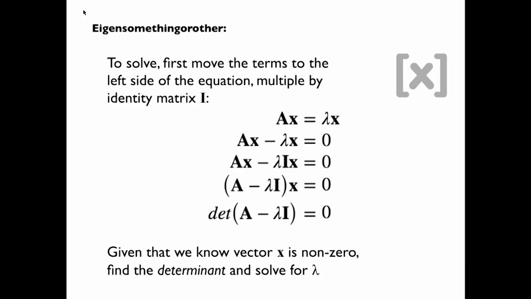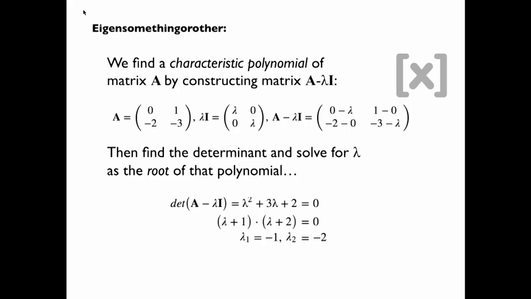And now a really cute trick is we can say that the determinant of the quantity (A − λI) equals 0. We know that vector x is non-zero, so it can't be 0, so the other term has to be 0. So at this point, we could find the determinant of that quantity there, A − λI. And from there, we've got one equation, one unknown. It's going to be a polynomial. We can solve for the root. So we call this the characteristic polynomial of matrix A. We do this whole construction with A − λI.